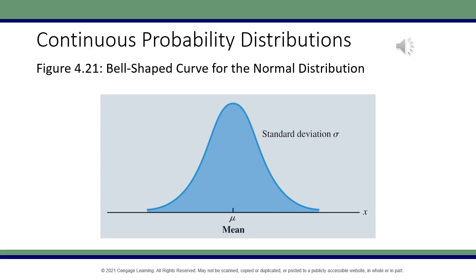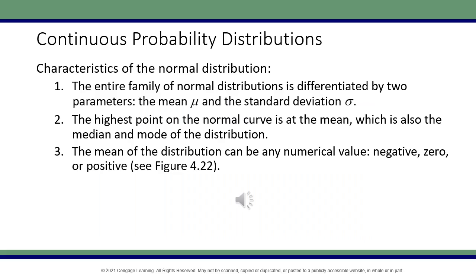It's symmetrical around the mean. The mean, median, and mode are all the same value, located at the peak of the curve. As we move further from the mean in either direction, the probability decreases, as shown by the declining height of the curve. Let's discuss some key characteristics of the normal distribution.